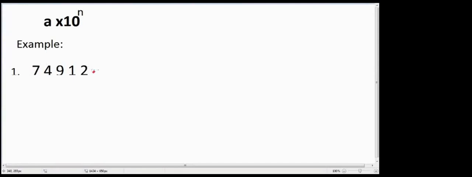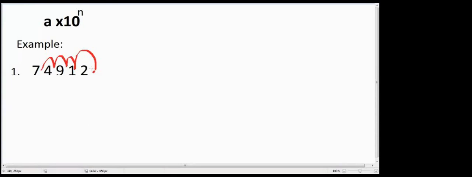So we must ensure that our decimal point is behind the first digit that is greater than zero. Therefore, the decimal point should be between the 7 and the 4. But to do that, I have to count how many places I need to move in order to reach here. So let us count. 1, 2, 3, 4. So we move 4 places to the left, right?